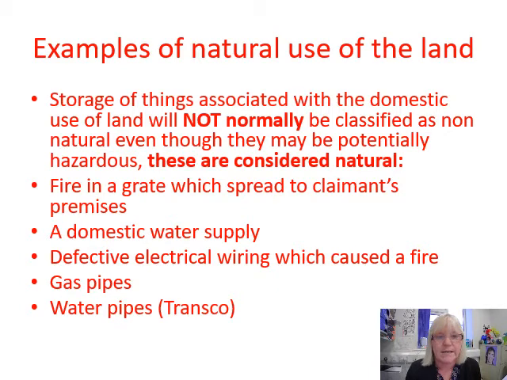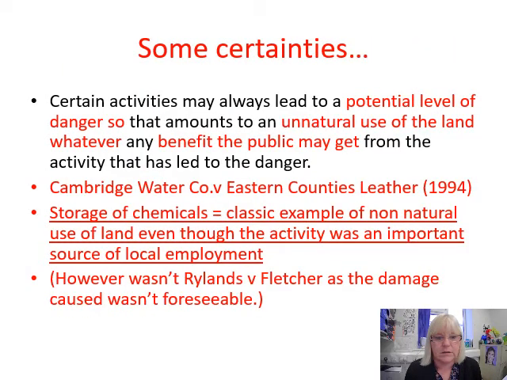So when we're looking at natural use of the land, things which are automatically there, such as our domestic water supply, electrical wiring, gas pipes, things like that, you'll see in the next few cases. If you look at Transco, that's the most recent case of Rylands and Fletcher, 2003, which is 18 years ago. The same reason that other cases had failed, the water pipes were considered to be a natural use of the land. Now, the important thing about the Cambridge Water and the Eastern Counties Leather is that the storage of materials was considered to be a non-natural use of the land.